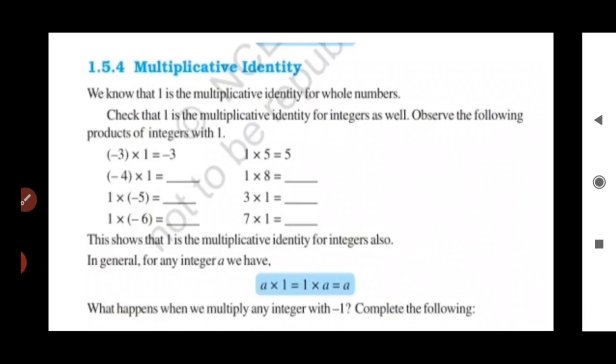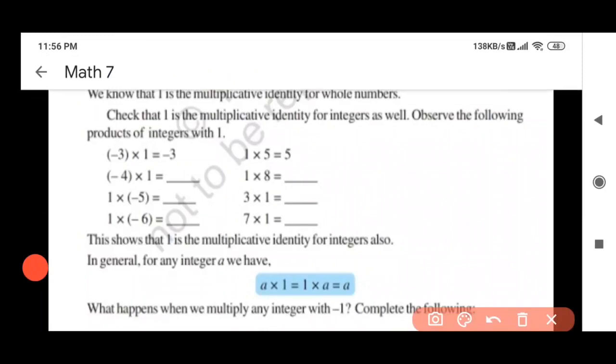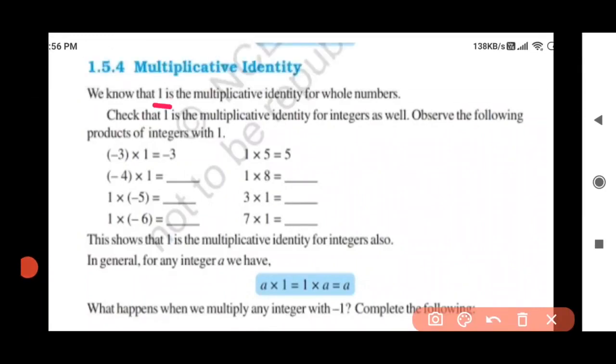Multiplicative identity. We know that 1 is the multiplicative identity for whole numbers. If we multiply minus 3 into 1, we get minus 3. 1 into 5 is 5. Let us check that 1 is a multiplicative identity for integers as well. Observe the following products of integers with 1. This shows that 1 is the multiplicative identity for integers also. In general, for any integer a, we have a into 1 equal to 1 into a equal to a.